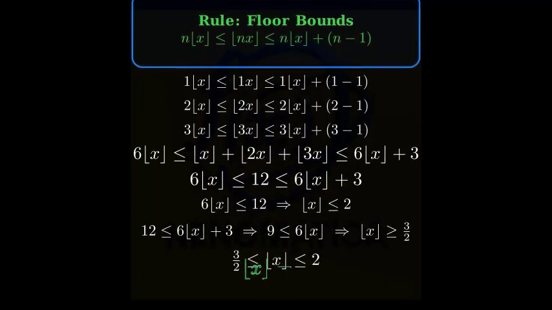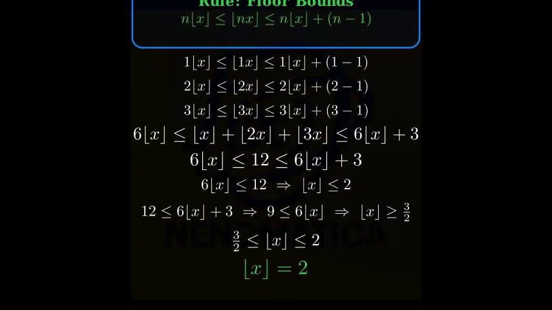Step 4. Solve the compound inequality for floor of x. From 6 times floor of x less than or equal to 12, we get floor of x less than or equal to 2. From 12 less than or equal to 6 times floor of x plus 3, we get 9 less than or equal to 6 times floor of x. So floor of x is greater than or equal to 3 halves. Combining these, 3 halves is less than or equal to floor of x less than or equal to 2. Since a floor value is an integer, the only possibility is floor of x equals 2.